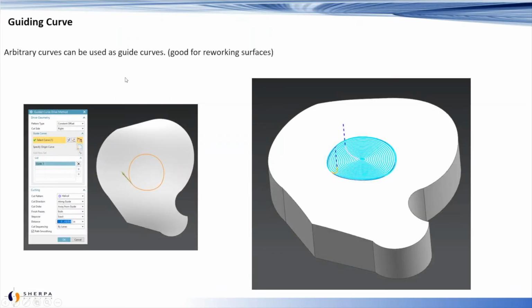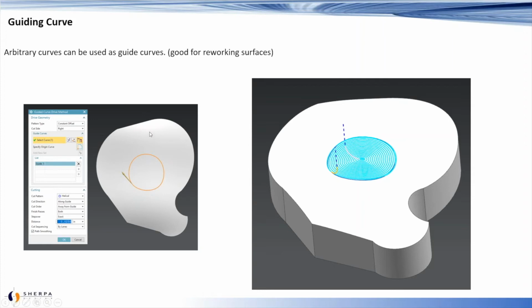As I mentioned earlier, guide curves, especially the constant offset and the morph, can be open or closed guide curves, and they can be arbitrary. You don't have to select curves that are on the surface. You can select curves on a flat surface above the part. These ones just happen to be projected onto the surface, but NX will figure it out either way.